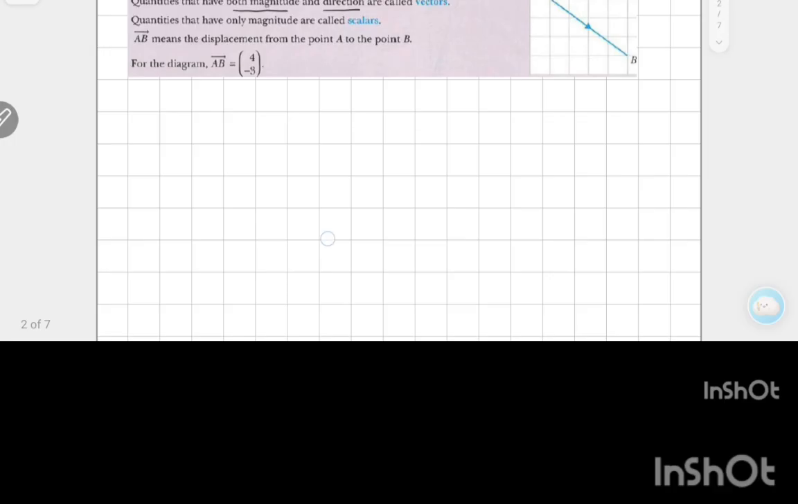Now, the second thing: what are scalar quantities? Scalar quantities have only magnitude, there is no direction. Their best examples are speed and distance.